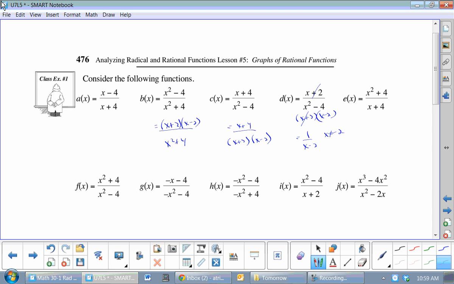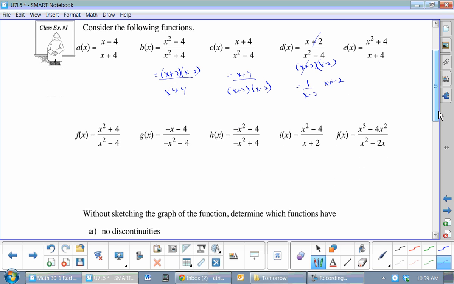Now, the next one, can I factor it? Nope, I'm not factoring that. F, I have x squared plus 4 over x minus 2, x plus 2. G, can I factor it? You take the negatives out, so that'd be negative x minus 4 plus 4 over negative x squared plus 4. So basically your negatives are going to cancel, just to give you x plus 4 over x squared plus 4.